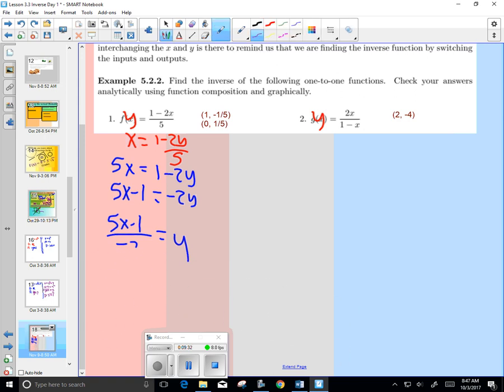All right, this other one, a little trickier, but not impossible. X is equal to 2y over 1 minus y. Cross multiply, x times 1 minus y equals 2y. X minus xy equals 2y. Now, what are you going to do next? This is the part people have trouble with, but not you. What are you going to do next? Claire, what do you think? Ben will help you if you get stuck.